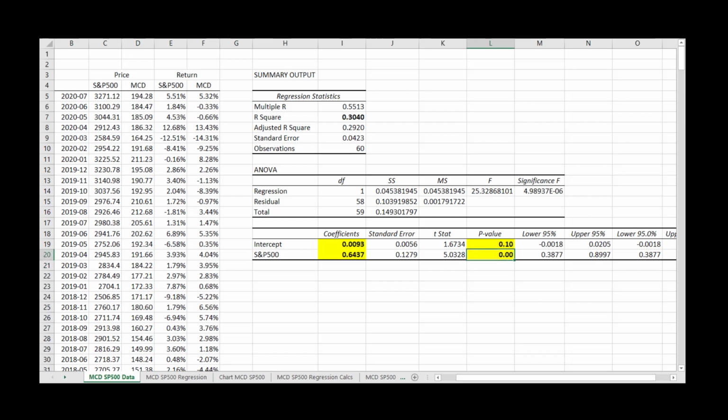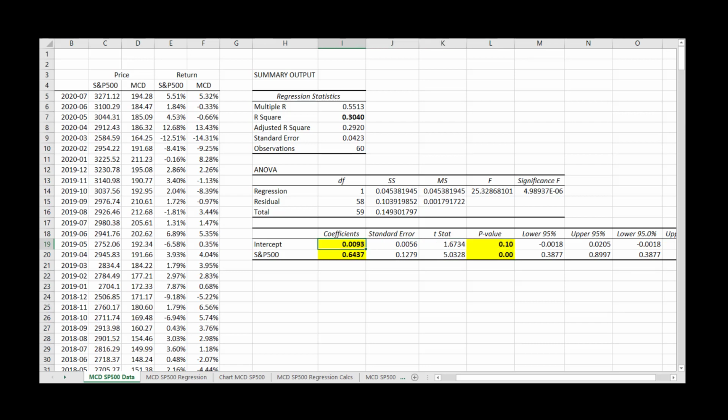The way to interpret the p-value is this. Again, we'll get back to this in a lot more detail when we do the chapter 8 statistics stuff. But the way to think about this is, how likely am I to observe this value of 0.64 if it really is 0? The null hypothesis is there is no relationship between the stock and the market. If there is no relationship, then the beta is 0. So the way to interpret the p-value is, how likely am I to observe this 0.64 if the relationship is really 0? And the answer is there's a 0% chance.